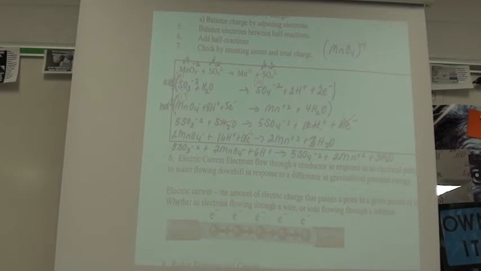And why do you have to do this? Because, well, no, actually not. You need to be able to determine the number of electrons that are exchanged in a redox reaction because we're using this to our advantage.